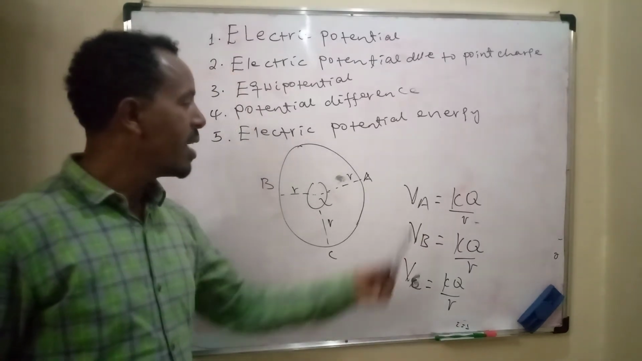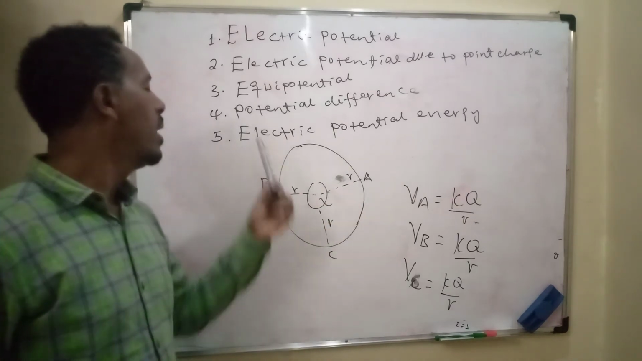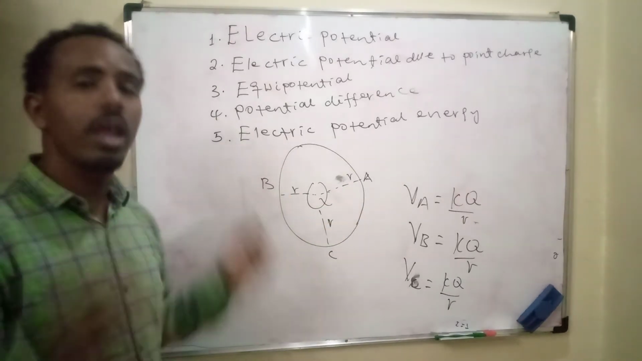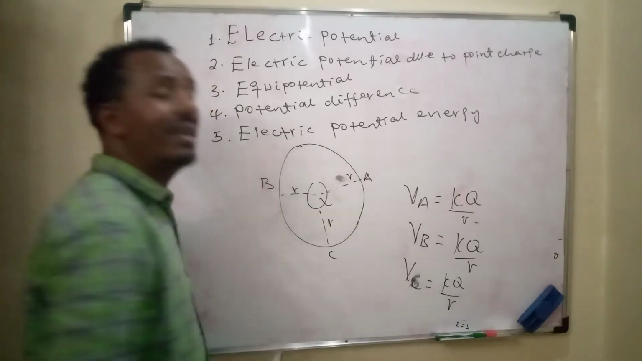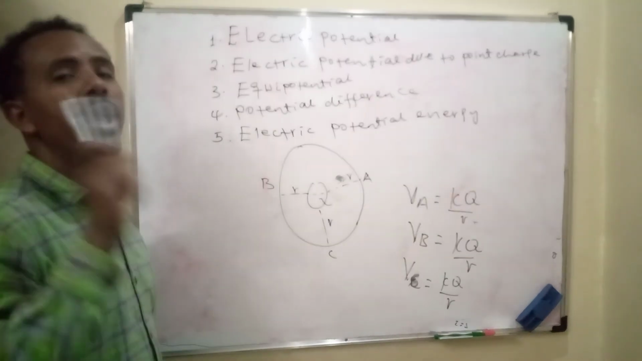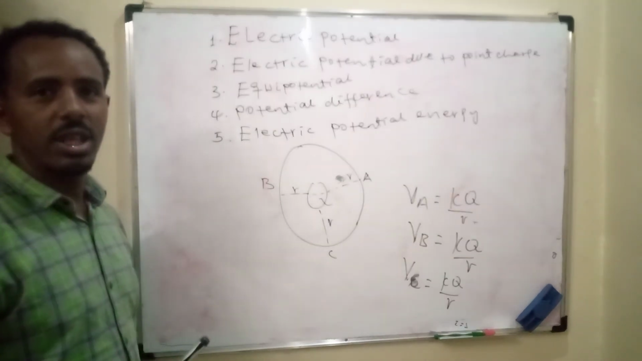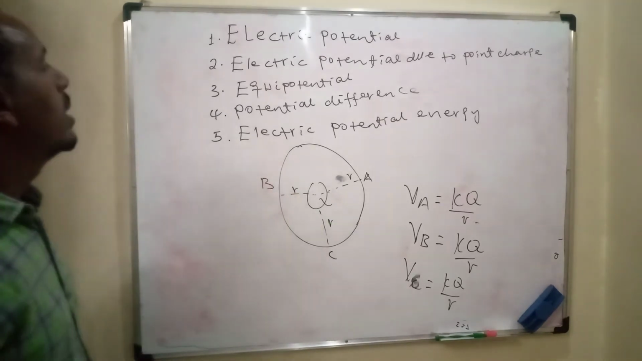Three of them. Therefore, the potential at point A, at point B, at point C, they are equal. Because of this, the circular surface is said to be an equipotential line or equipotential surface. This surface is said to be an equipotential surface.